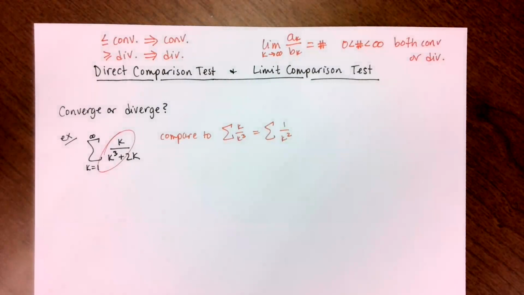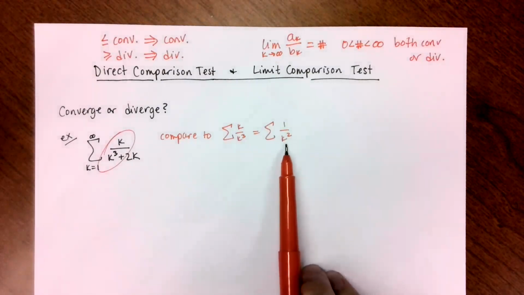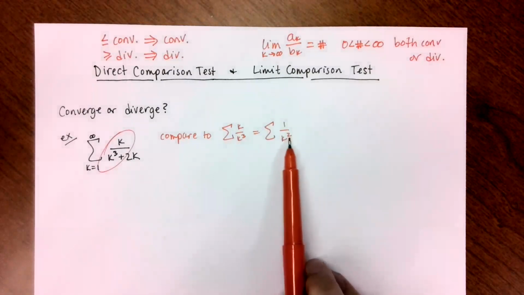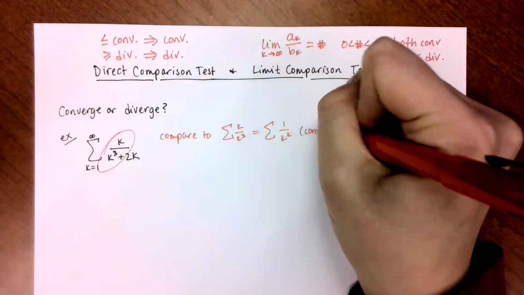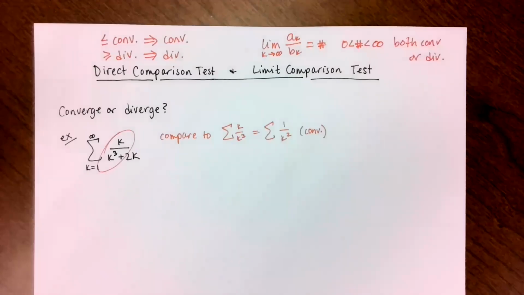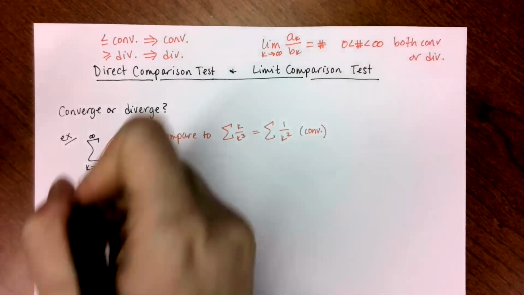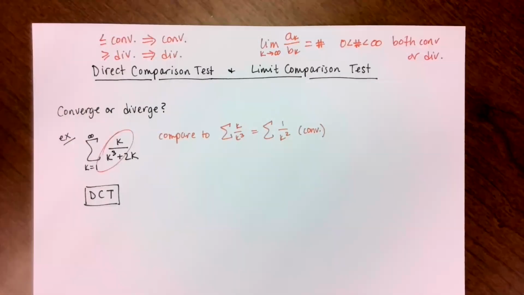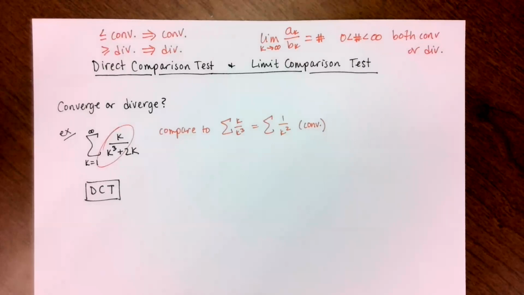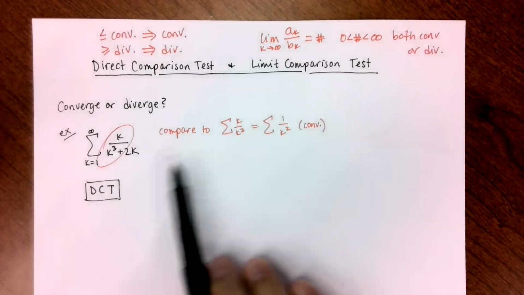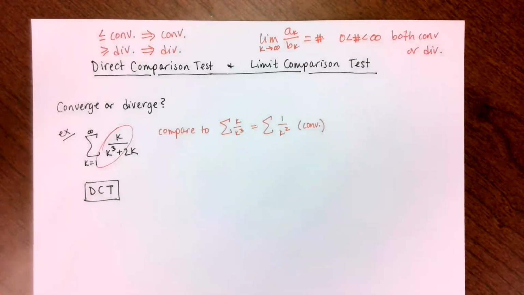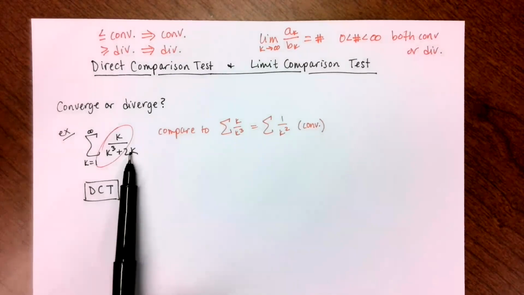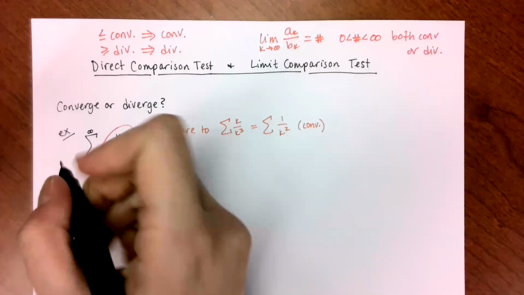All right, so 1 over k squared as a series is a convergent p series. Here our p is 2. So I'm just going to note for myself, I know that the one I'm comparing to is convergent. Okay, so if I do the direct comparison test, and I'm going to label this DCT, I would have to be able to show that the terms of my series are less than the terms of this comparison series here, which is something that is true here. So this will work, right? If I'm adding a little bit extra in the denominator, a bigger denominator, so a smaller fraction.